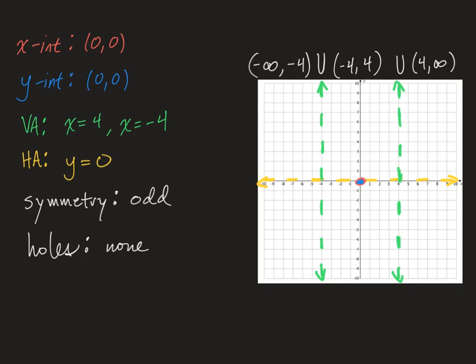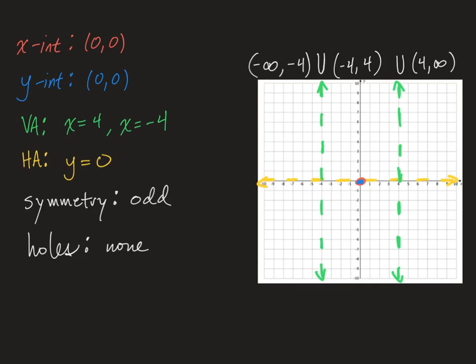So we have to figure out 3 different points to make this work. Or maybe 2. Let's see if we can use the symmetry to our advantage. So remember, the function is negative 4x all over x squared minus 16. So I can pick any number as long as it is not a restriction or an x-intercept value. Okay, so how do we do this?